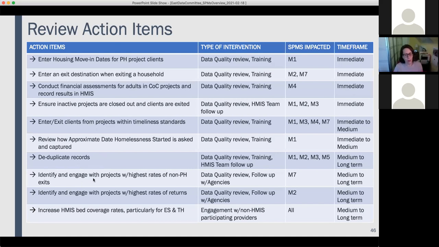Identifying and engaging with projects with the highest rates of non-PH exits and rates of return. Again, I feel like this is a medium to long-term project. These things are to dig in a little bit to understand what is going on with those, and what some of the strategies might be to address those issues. And then obviously a big one, increase HMIS bed coverage rates. That's a big project. I know it's a big project. We at DMA have lots of thoughts and ideas for tackling that, but that is a more CoC-wide project for sure.